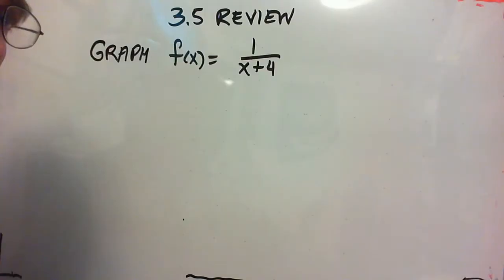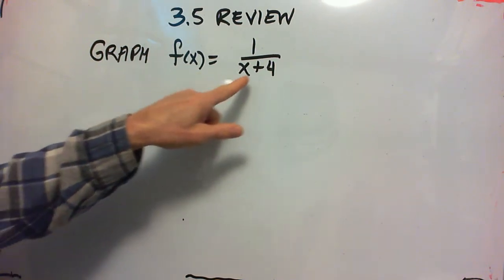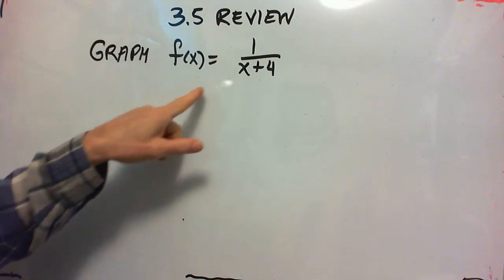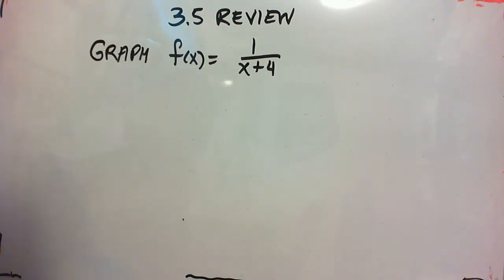Here we go with 3.5 review problems. And we'll start with f of x equals 1 over x plus 4. This is a fairly simple rational function.